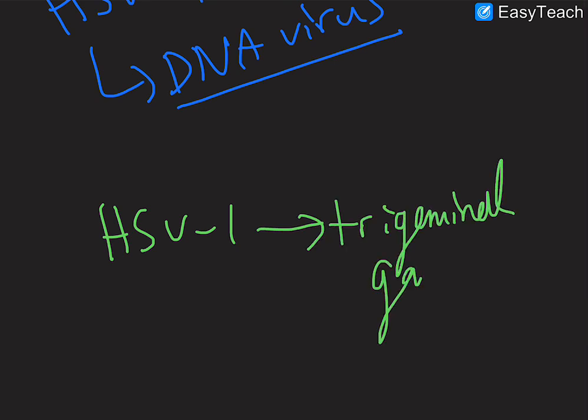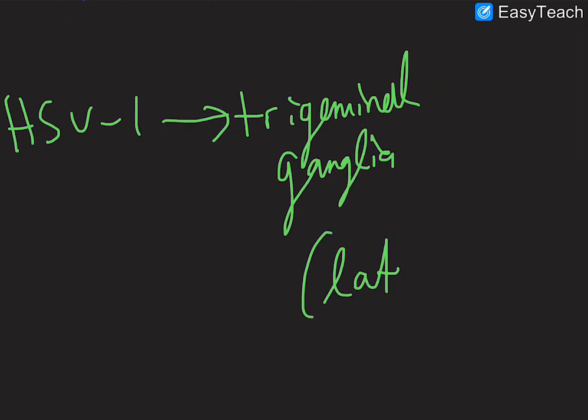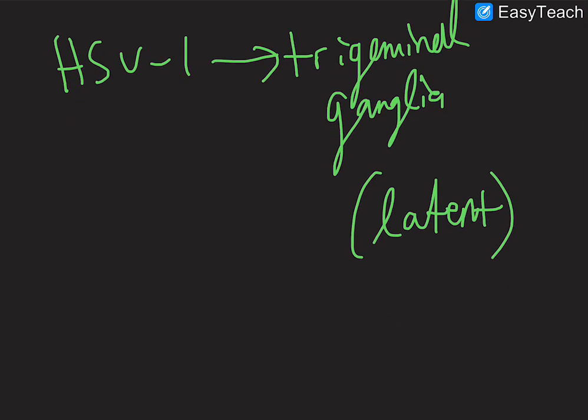So let's say we have our HSV1 virus that's in your trigeminal ganglia, and it's actually latent here. It's in its latent phase. So right now, nothing much is happening. It's just basically inside your trigeminal ganglia, waiting to get reactivated. And if that happens, then that's where the damage can start.